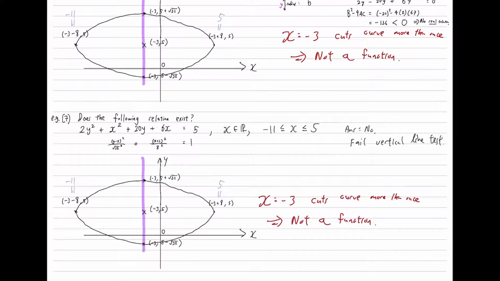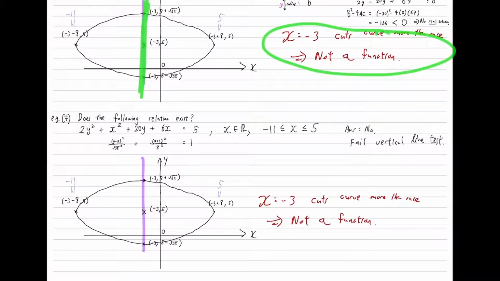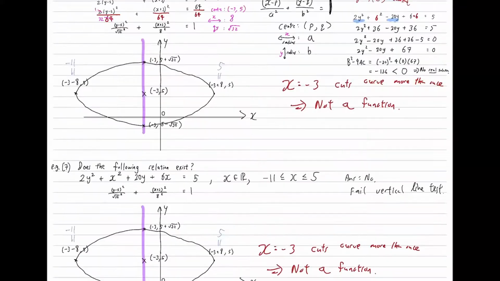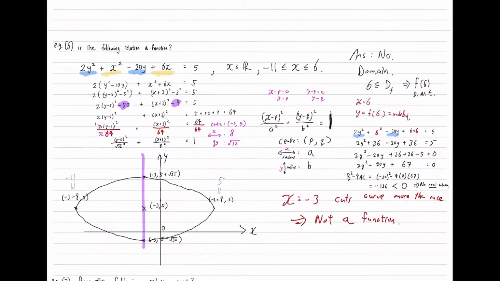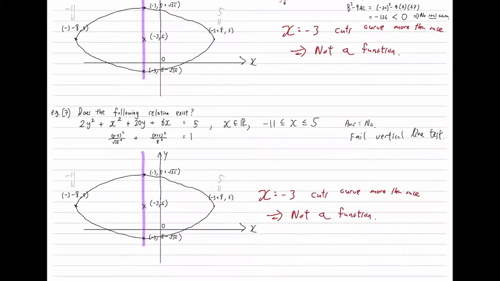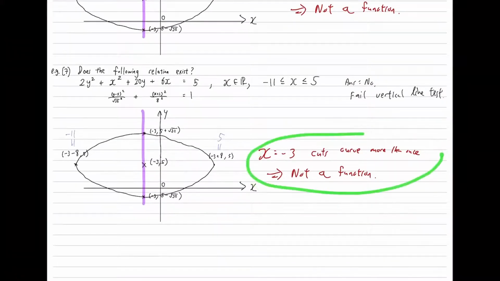Your reason previously about x equal -3 cutting the curve twice, therefore it fails the vertical line test, so it's not a function. That works. But I also gave another alternative reason. Here you have only one possible reason to show that it's not a function: a vertical line cuts it more than once.